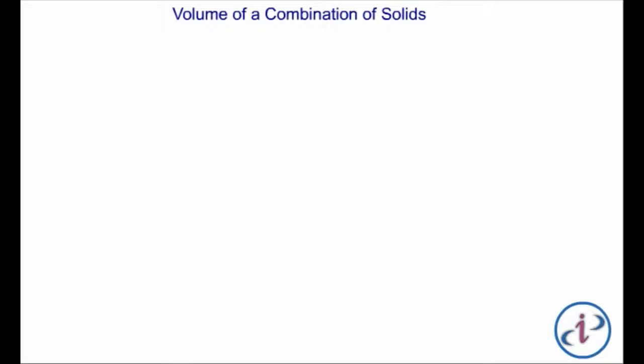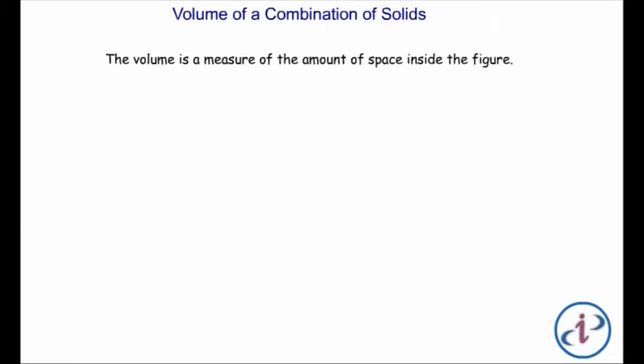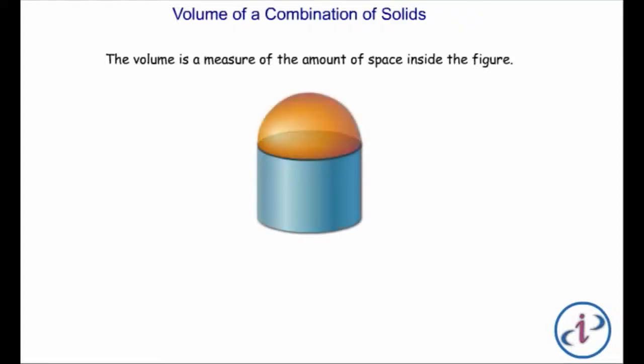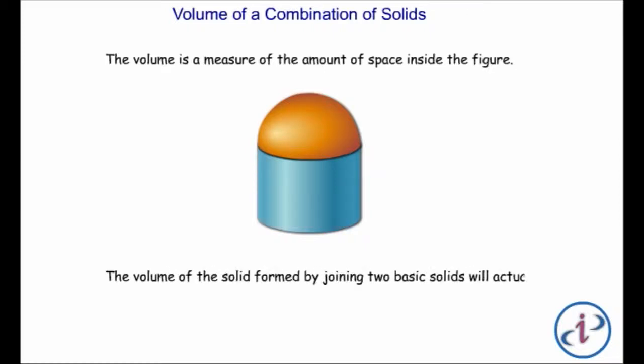Let us recall the definition of volume. The volume is a measure of the amount of space inside the figure. Here, we shall see how to calculate volumes of a combination of two basic solids. The volume of the solid formed by joining two basic solids will actually be the sum of the volumes of the constituents.